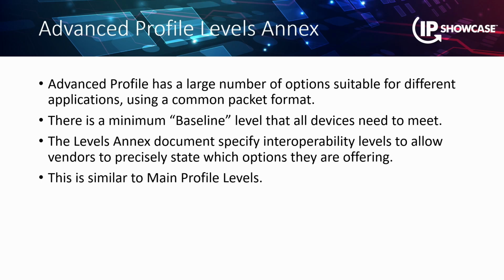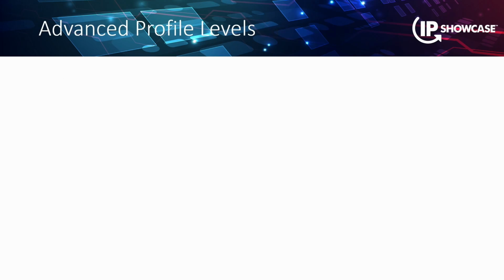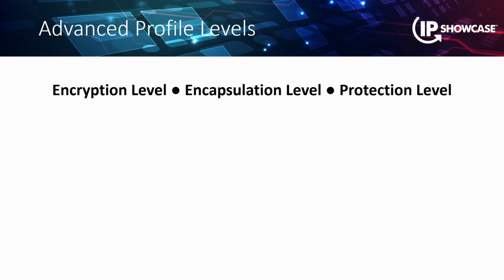This is similar to the main profile levels. So here's my level. They are specified as encryption level, encapsulation level, and protection level, because you have options for all of those. For encryption level, you have baseline, DTLS, PSK, and WireGuard. And why is WireGuard green? Because we haven't published it yet. But I'm giving you an advanced version. If this was empty, I would have my hands slapped, right, Wes?